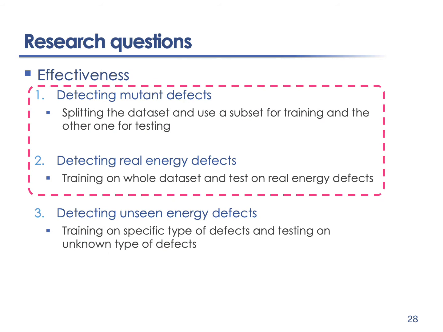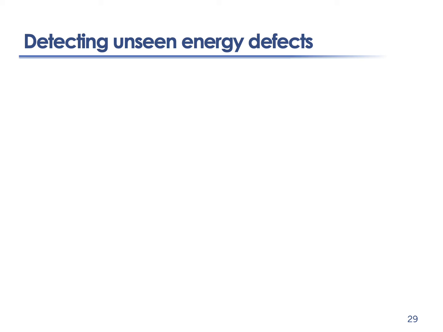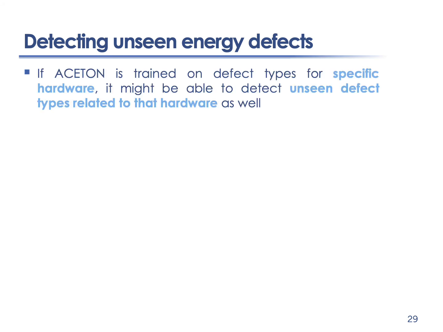Previous experiments evaluated the effectiveness of ACETON in detection of defect types that it was trained on. However, we also wanted to investigate its ability to detect previously unseen energy defects. Well, of course, machine learning does not have superpowers to know everything in the universe, and it should see and learn the patterns in order to predict them. However, we hypothesized that if ACETON is trained on a subset of defect types for a specific hardware element, it might be able to detect unseen defect types related to that hardware as well.